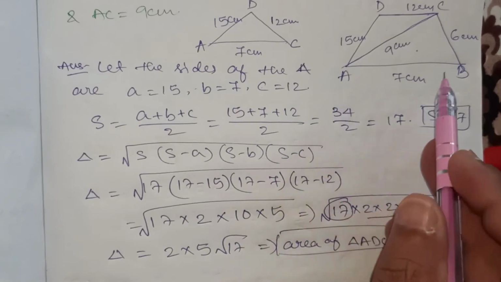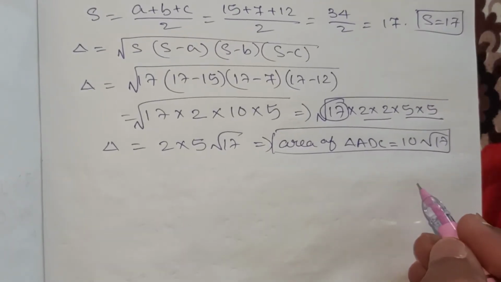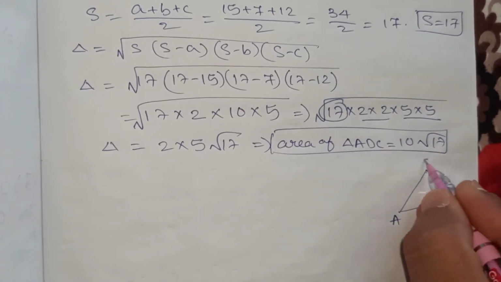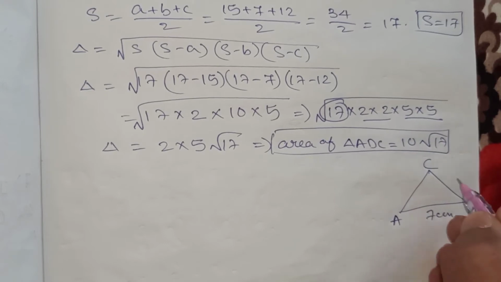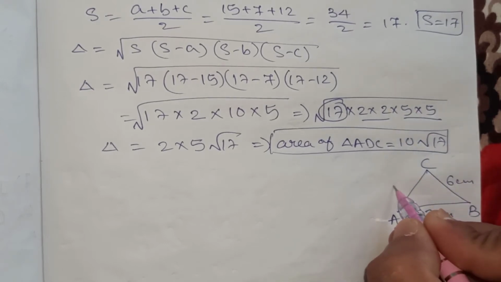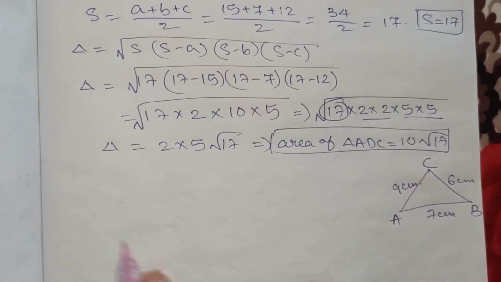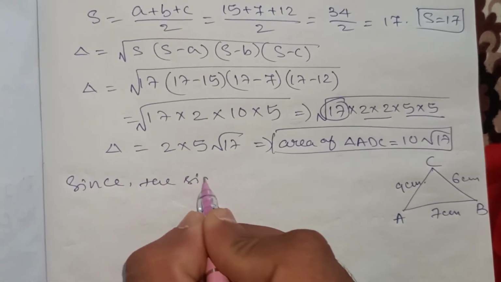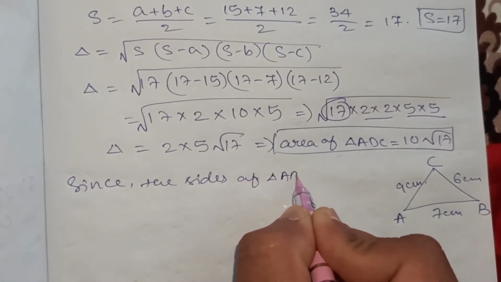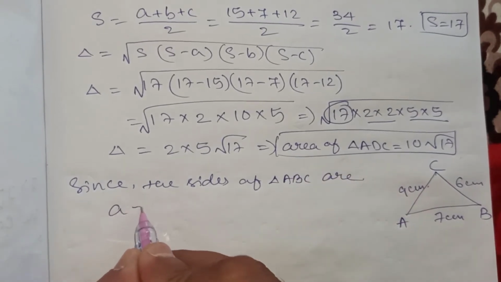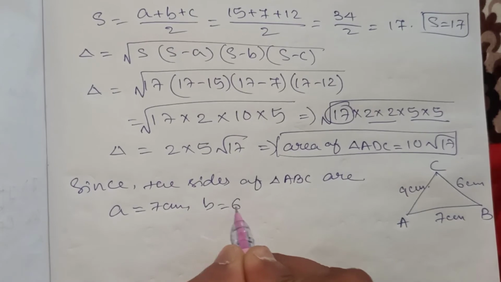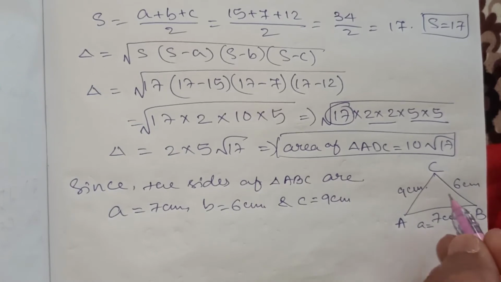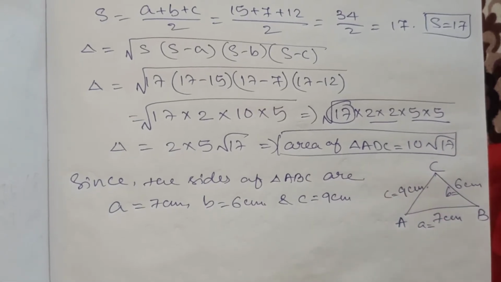Now we will find out the area of triangle ABC. So once again I am just drawing a small diagram. A, B, C. AB is 7 centimeter, BC is 6 centimeter and AC is 9 centimeter. Since the sides of triangle ABC are A equals 7 centimeter, B equals 6 centimeter and C equals 9 centimeter, this is A, this is B, this one is C.